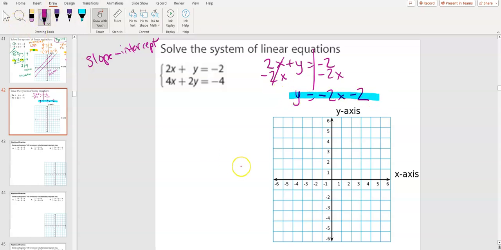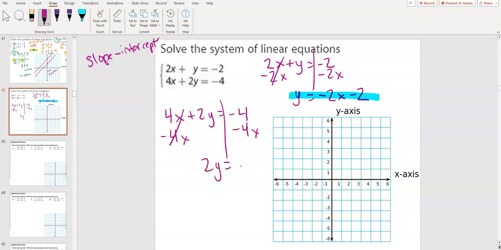And I can compare these, okay? My second equation is 4x plus 2y equals -4. I'm going to subtract 4x on both sides, and I'm going to get 2y equals -4x minus 4. But I'm not done yet, because there is a coefficient in front of y. I don't want a 2 there. I want it to have nothing. So I'm going to divide everything by 2 and get y equals -2x minus 2. So that is my second equation.